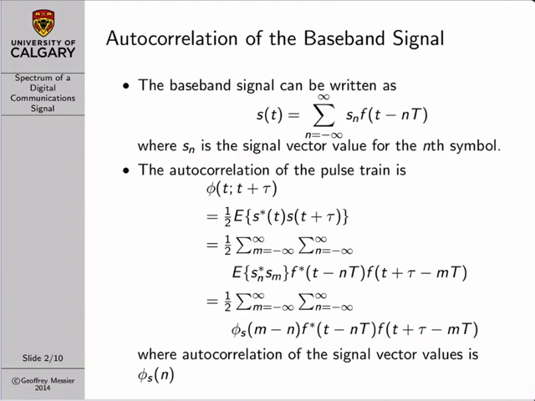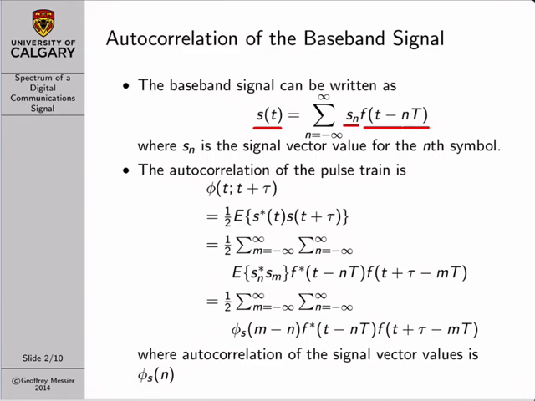The first thing I'd like to do is introduce the signal notation I'll be using. Our transmitted communication signal is s(t), and I'm using kind of a short form of signal vector notation. So we have a series of time-shifted basis functions f, and you'll see I've dropped the subscript on the basis function, multiplied by a signal vector value s_n.